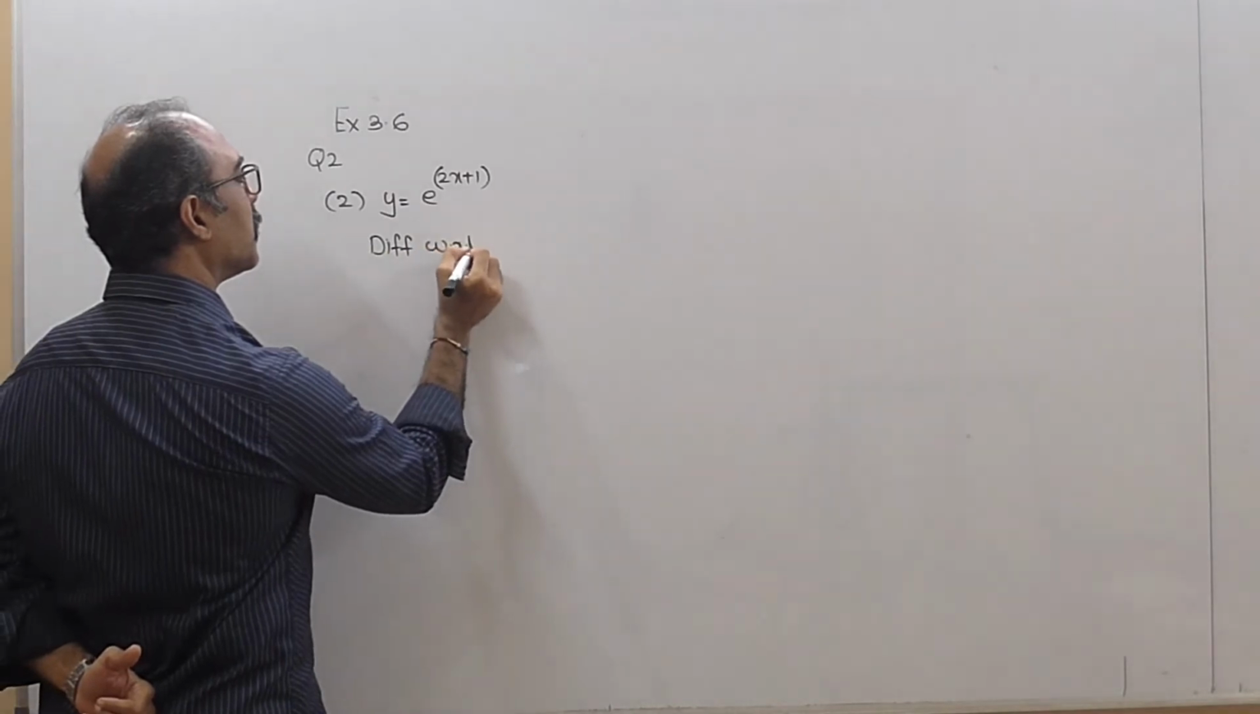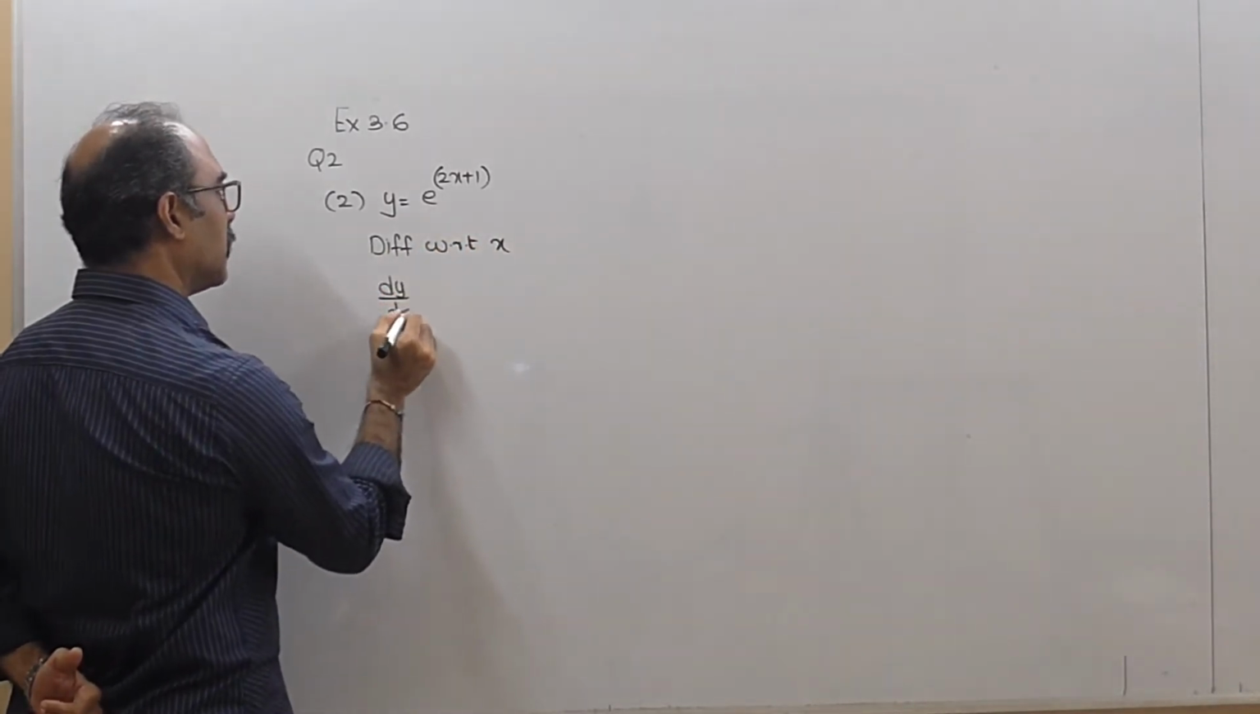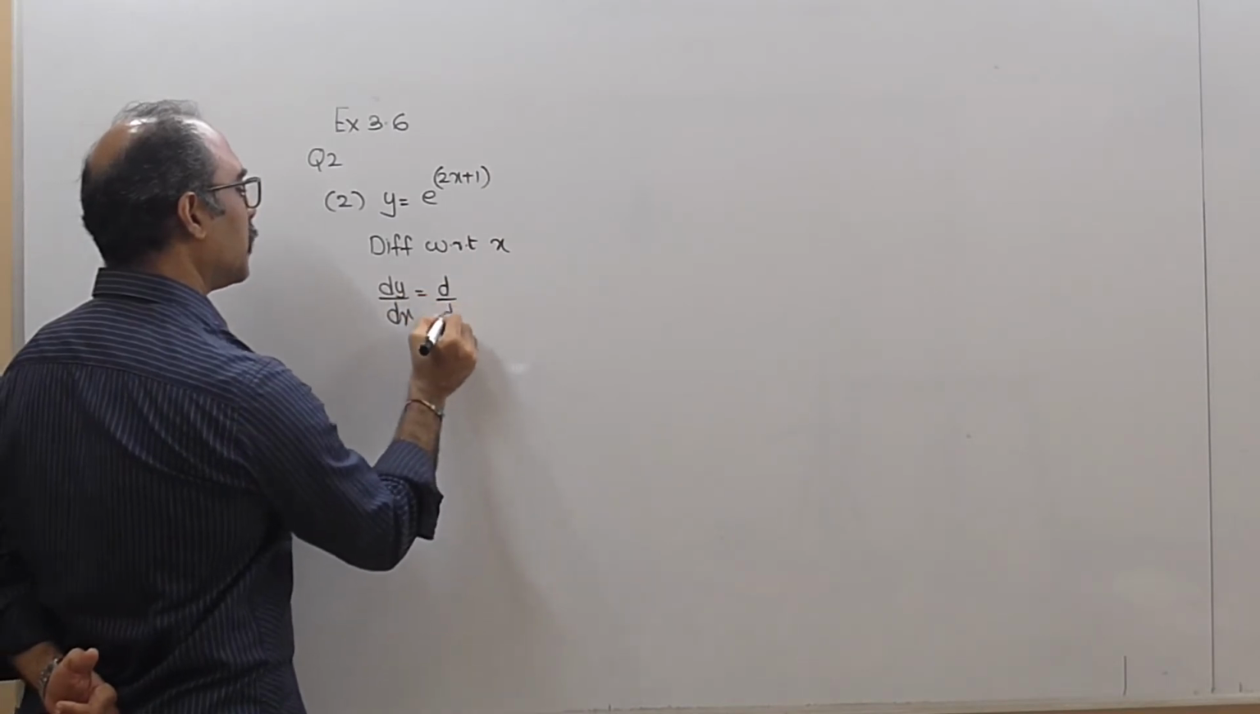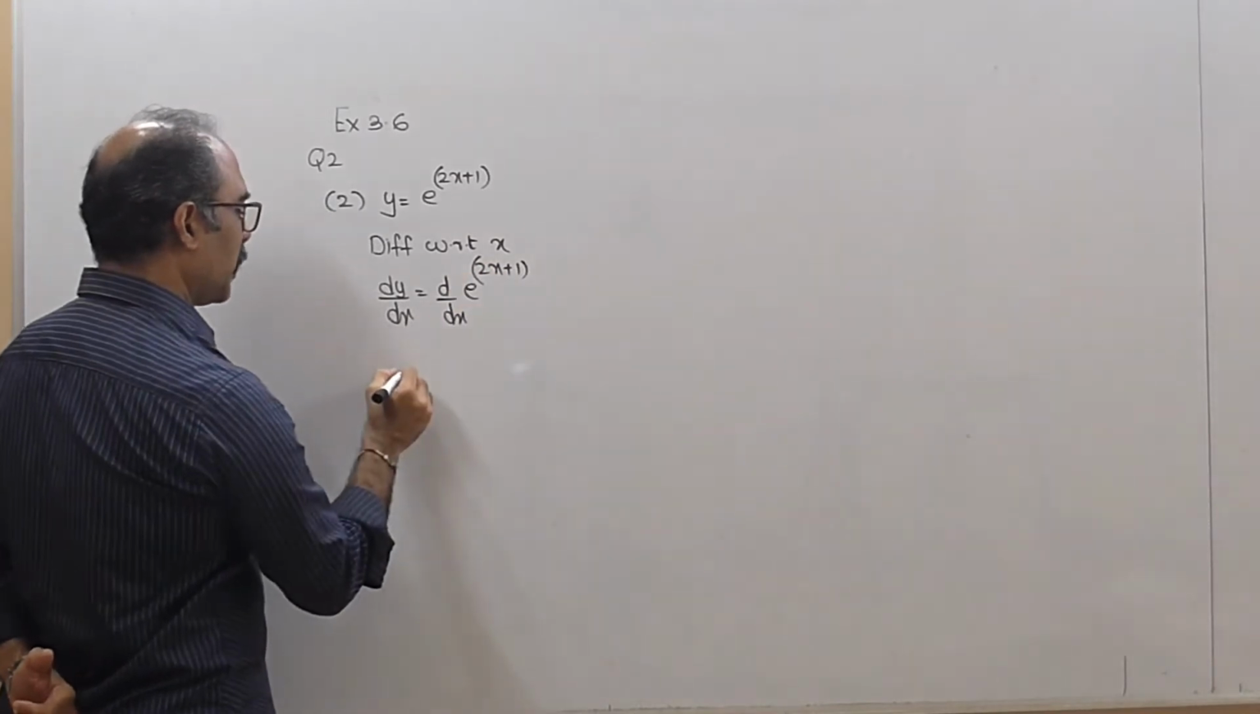Differentiate with respect to x, dy by dx equal to d by dx of e raised to 2x plus 1.